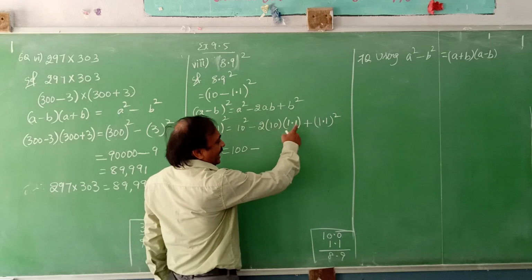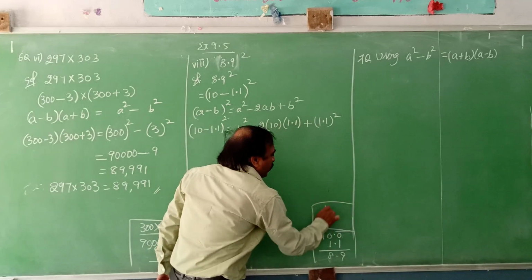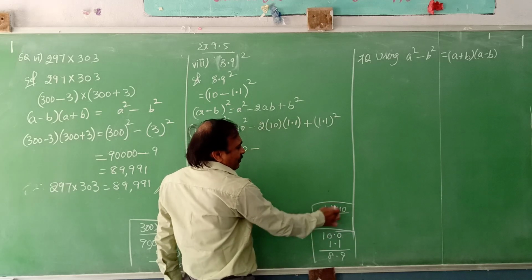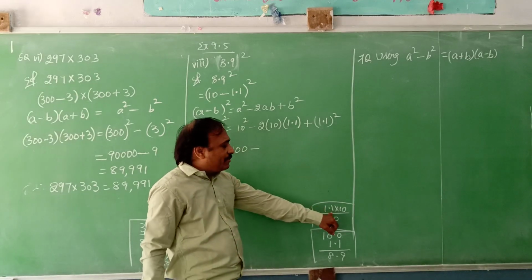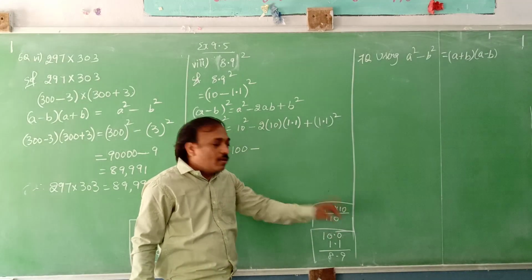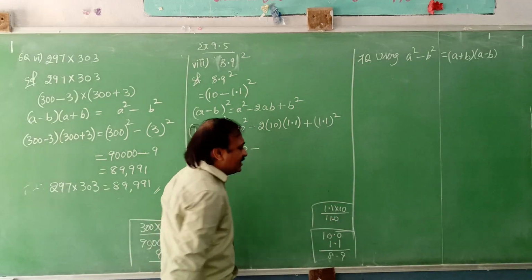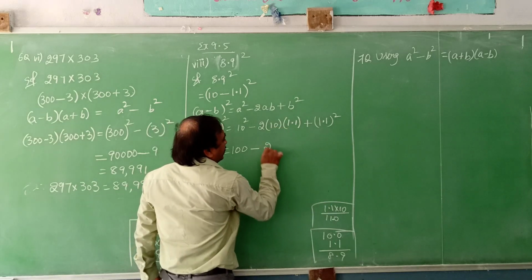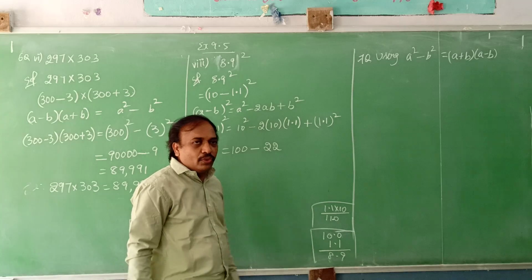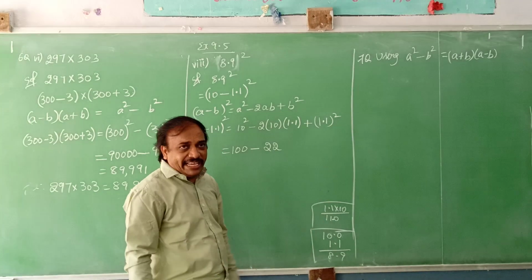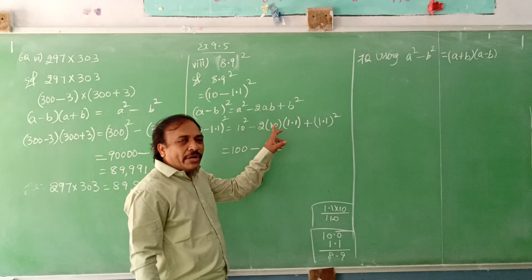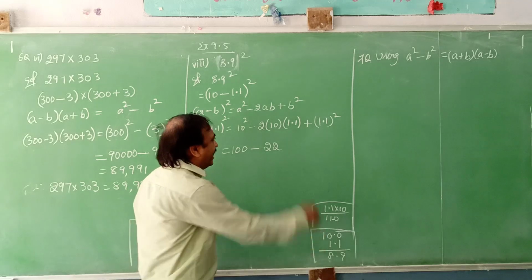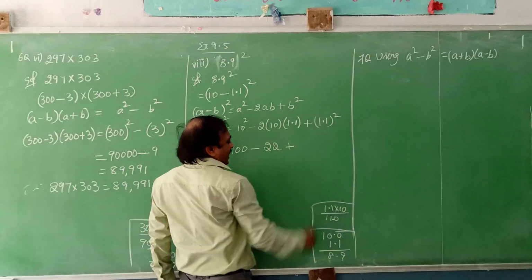If you simplify this, 10 into 1.1, which answer will you get? When you multiply, 1 ones are 1, 1 ones are 1, beside 0. And how many decimal places are there? One. So put the point over here. What is the answer you got? 11. 1.1 into 10 is 11. 11 into 2 is 22. Do you understand here? So 22 plus 1.1 whole square.